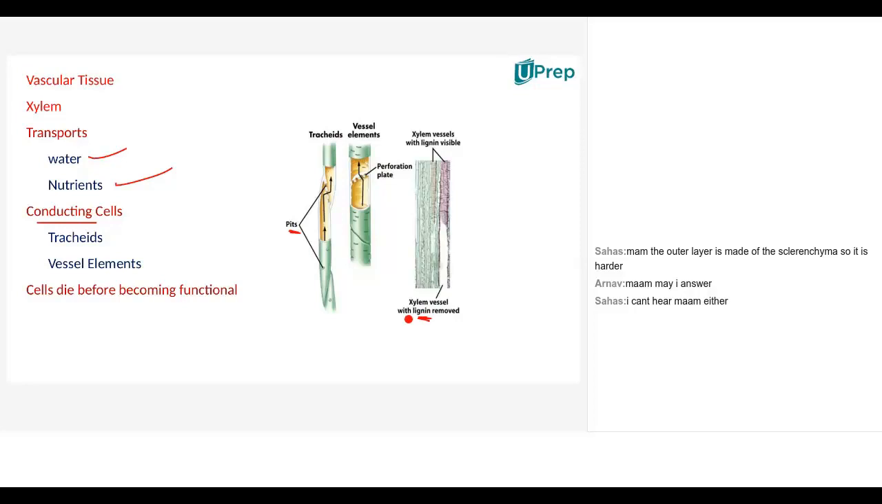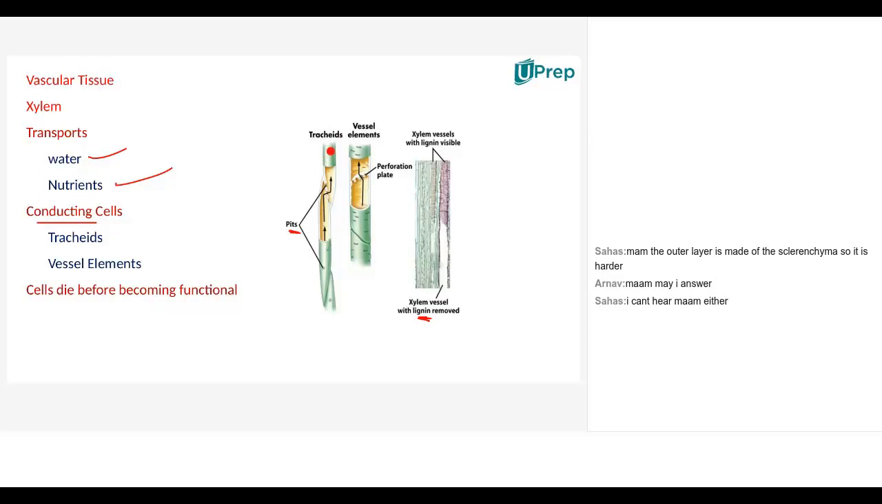Lignin is the material which you'll find in dead cells. So here, tracheids and vessel elements both are dead cells, and they just help in the transport of water, acting as tubes. That's all. Tracheid means what? Tube. Vessel means what? It's a container. They act as containers through which water and nutrients move from bottom to the top of the plant.